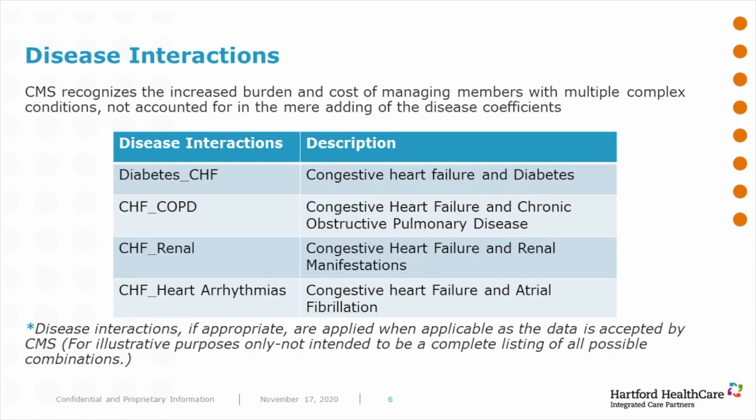Disease interactions. CMS recognizes the increased burden and cost of managing members with multiple complex conditions, not accounted for in the mere adding of the disease coefficients. So while this is not an all-inclusive disease interaction chart, as you can see, congestive heart failure really has an effect on multiple chronic conditions that your patient may have.